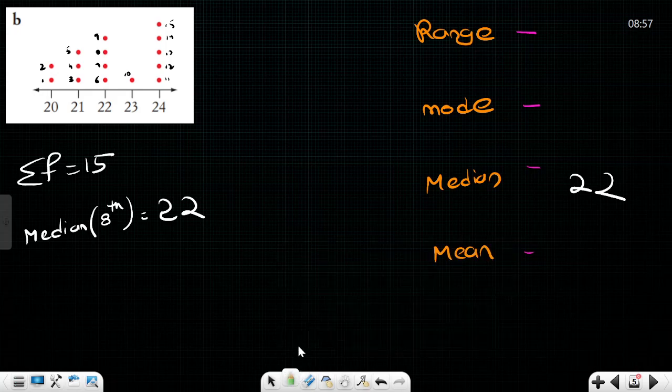Next, they want range. Range is going to be 24 minus 20. Mode, highest frequency is 24, with how much frequency? 1, 2, 3, 4, 5. 5 frequency actually. I'm just writing it here for your clarity.